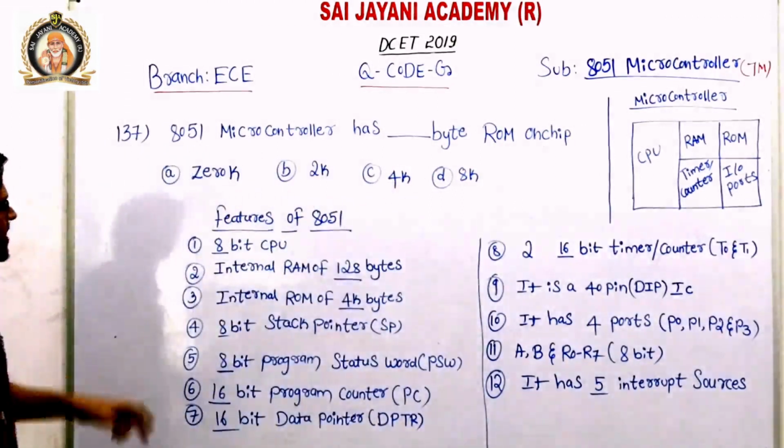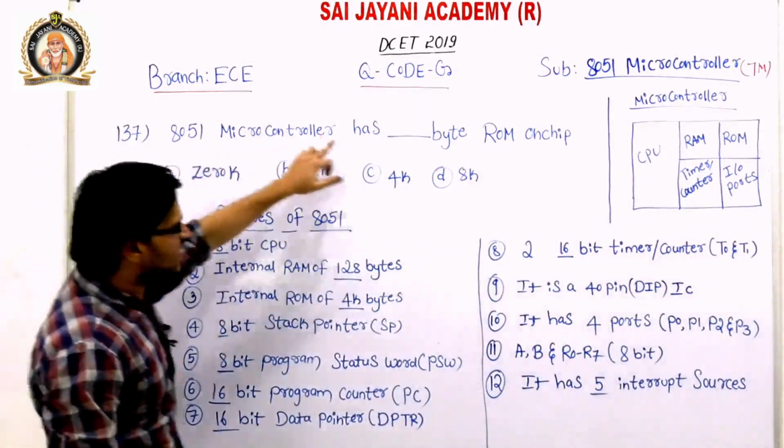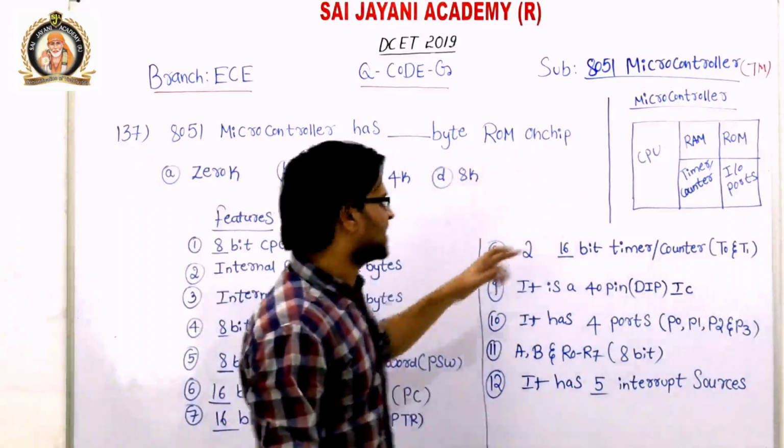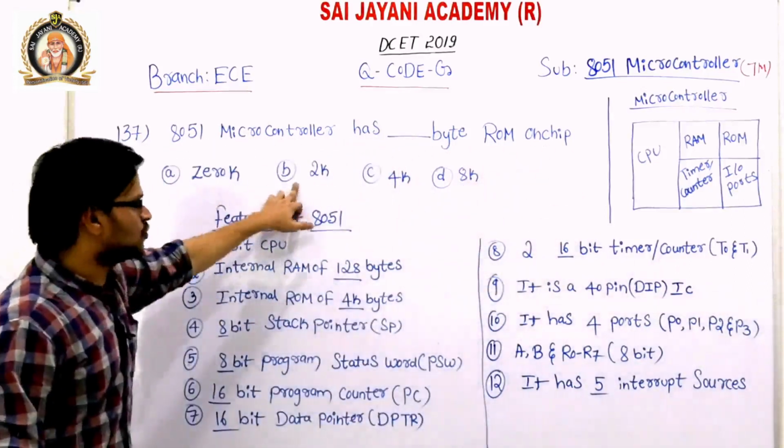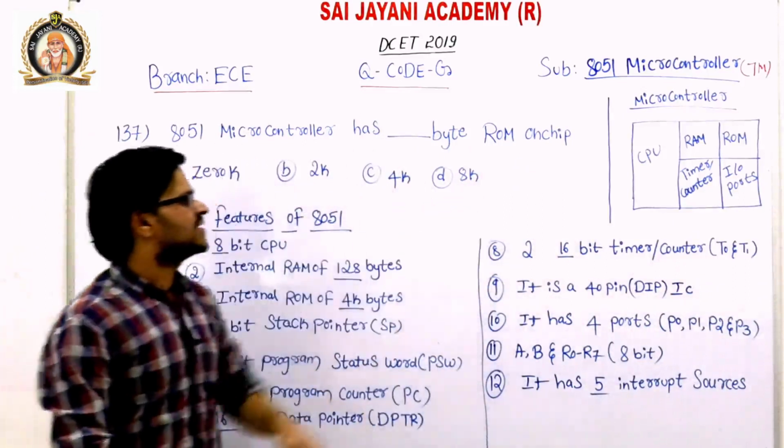I will say the question once again. 8051 microcontroller has dash byte ROM on chip. They are given 4 options: 0K, 2K, 4K and 8K.